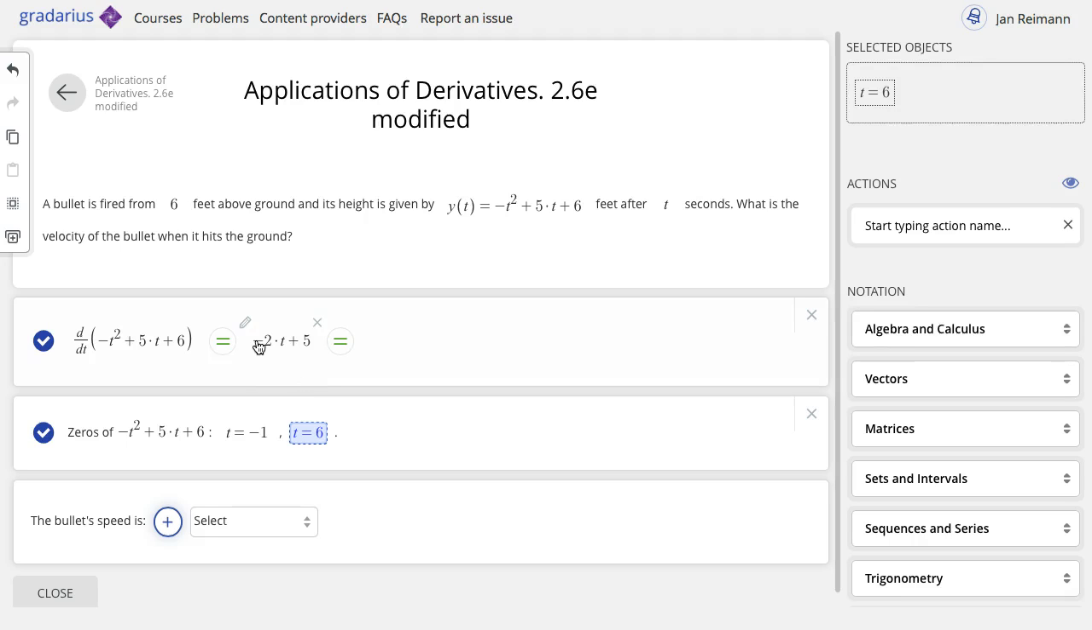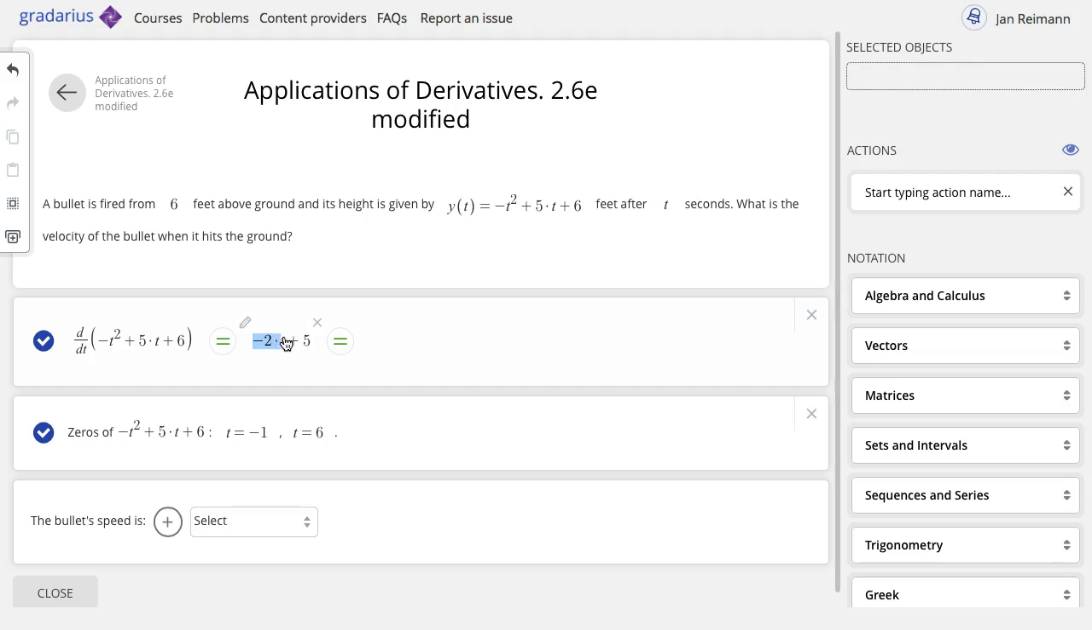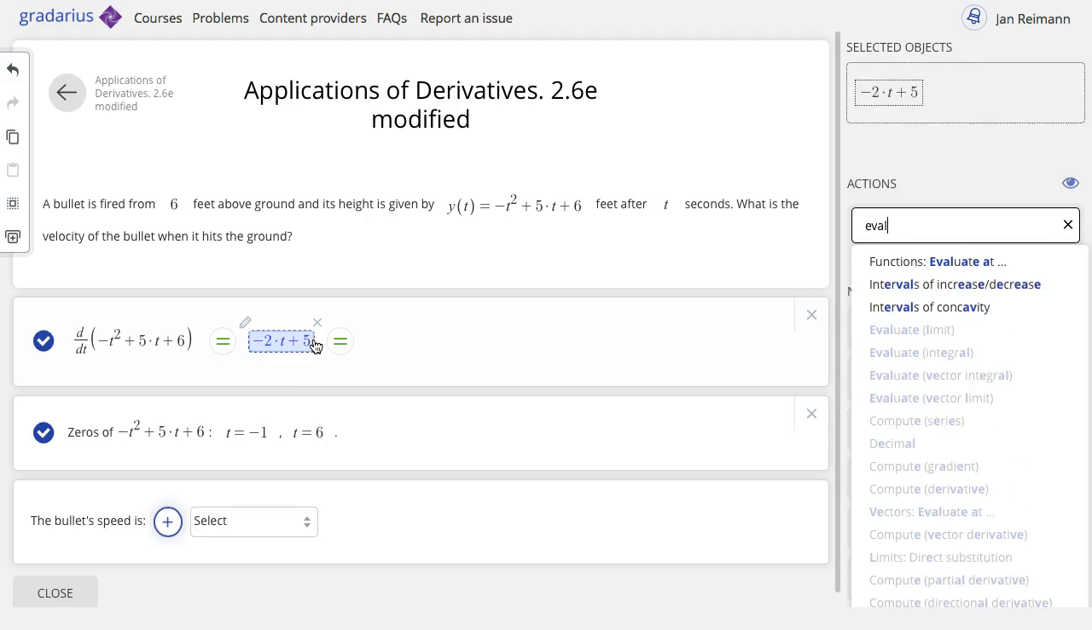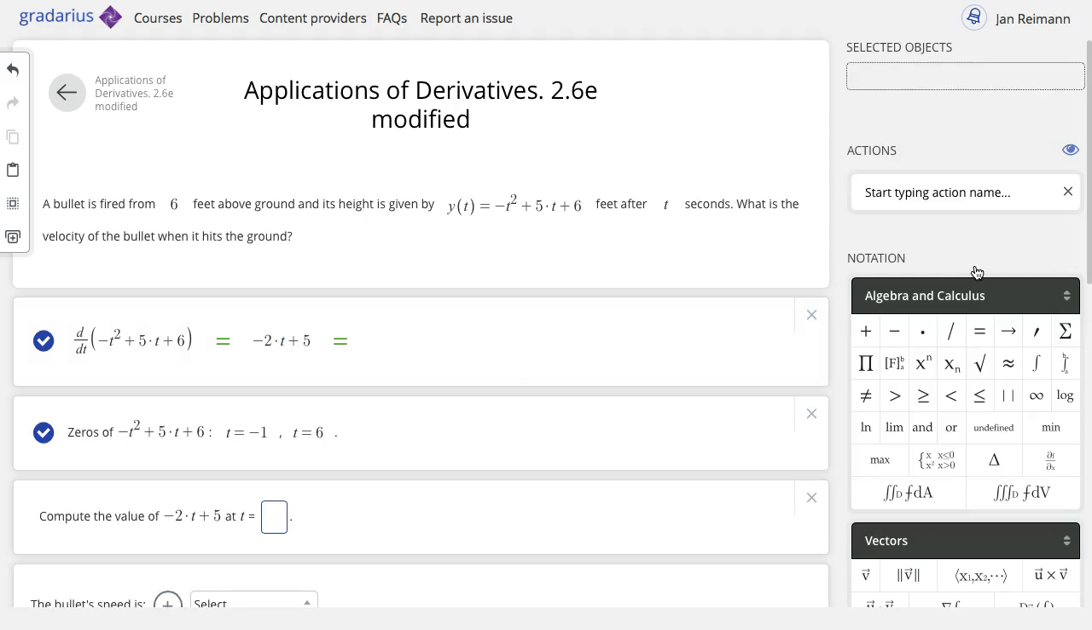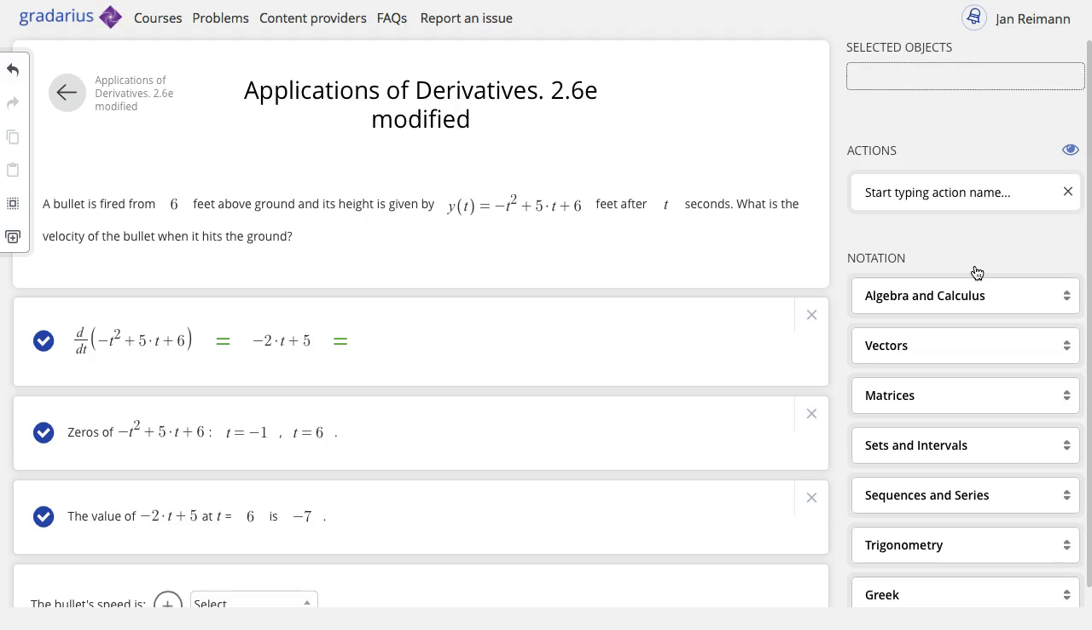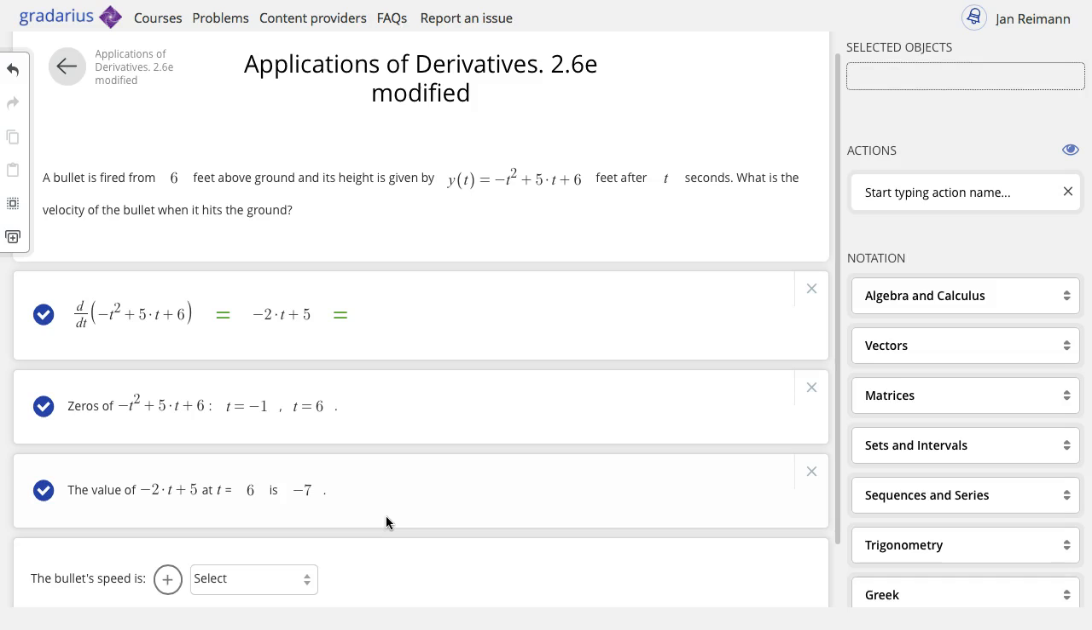Again, Gradarius has a nice action here. If I just select this expression and type evaluate at, and select this action here, it will ask me, okay, I want to evaluate it at t equals 6. Okay, and there is the value. Of course, in this case, this expression here is simple enough that I could have done that easily myself. But imagine there would be a much more complicated derivative where you need to evaluate something. You can just do it by a couple of clicks, and that's very nice, very helpful.